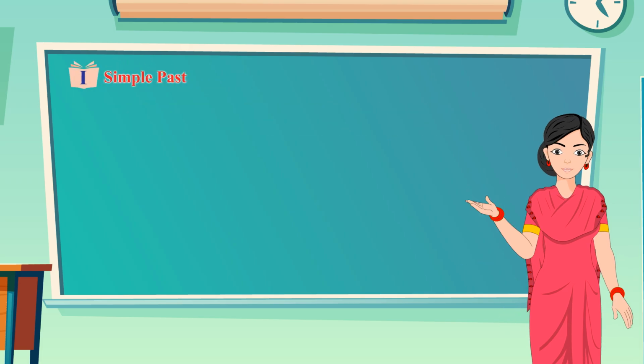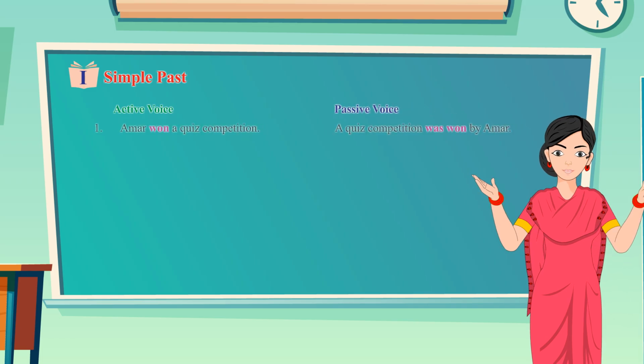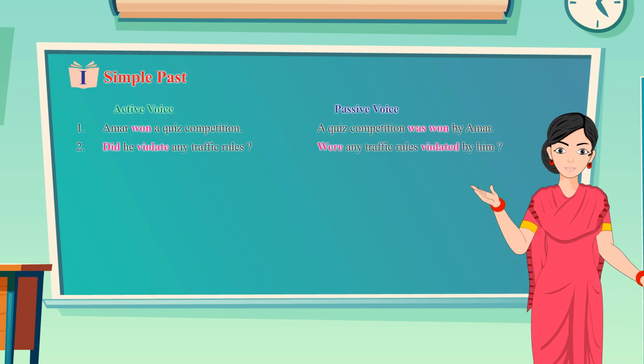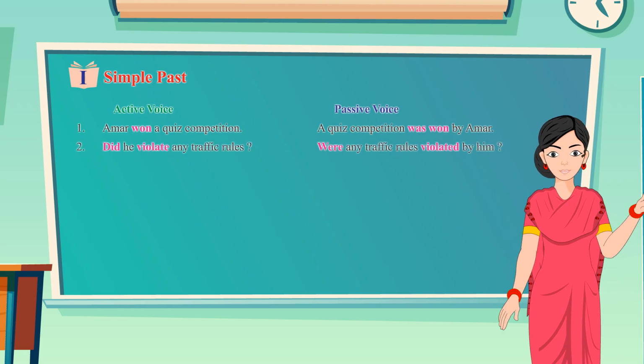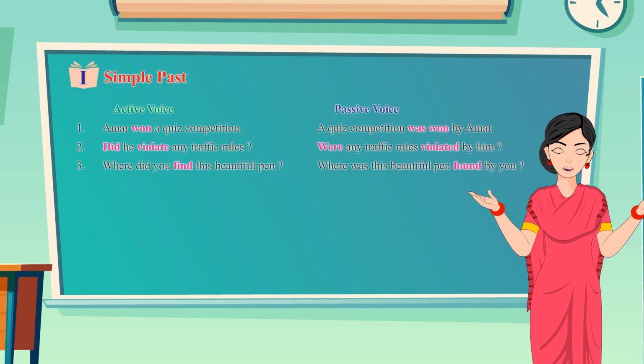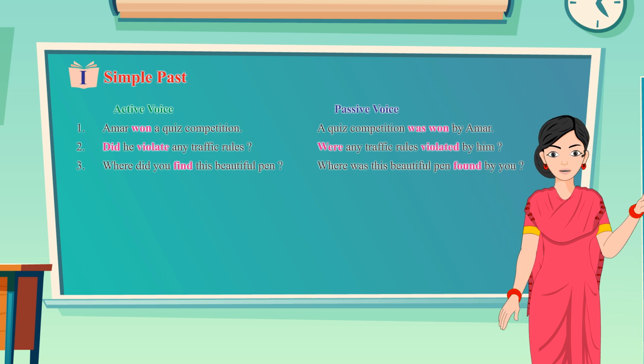I. Simple past. Active voice, passive voice. 1. Amar won a quiz competition. A quiz competition was won by Amar. 2. Did he violate any traffic rules? Were any traffic rules violated by him? 3. Where did you find this beautiful pen? Where was this beautiful pen found by you?